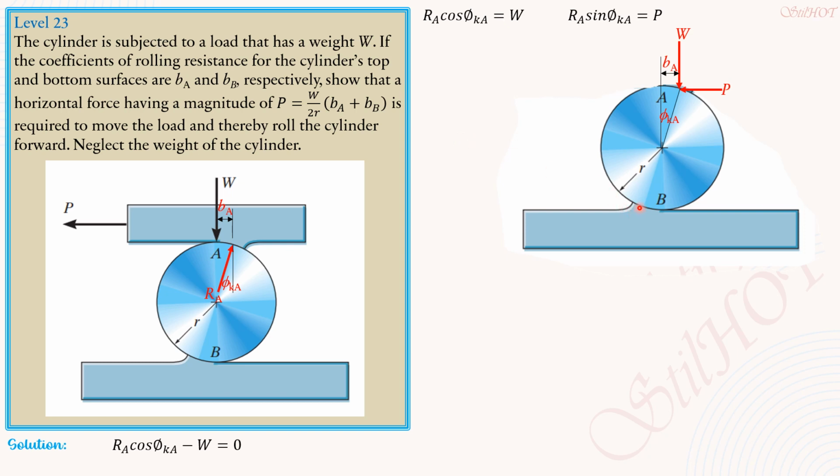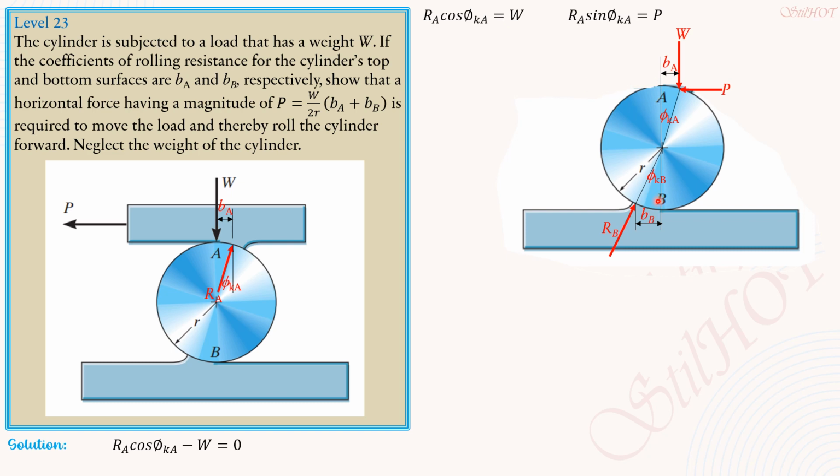So R sub B would be to the left, so the point of intersection of the reaction on the bottom portion is just to the left of the lowest point, so that's R sub B. Then we have the radial line. The angle that the radial line makes with the vertical is the angle of friction phi sub kB, as shown. Then this is b sub B.